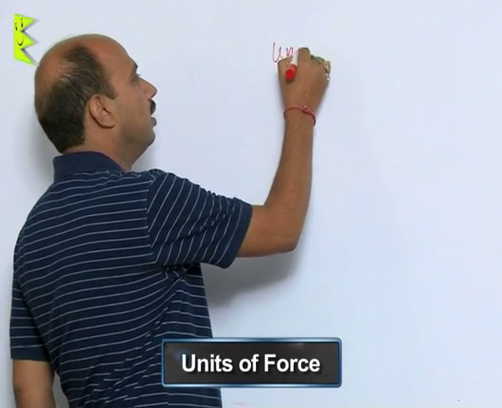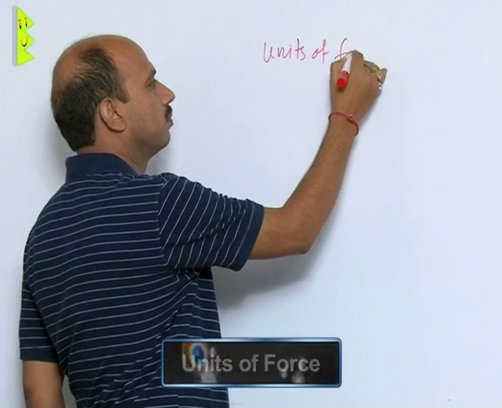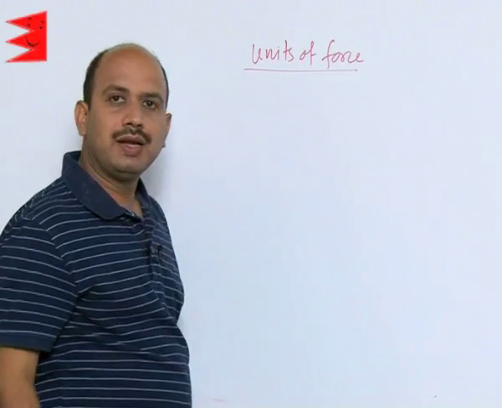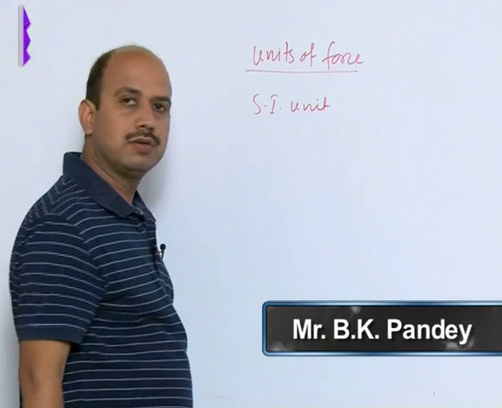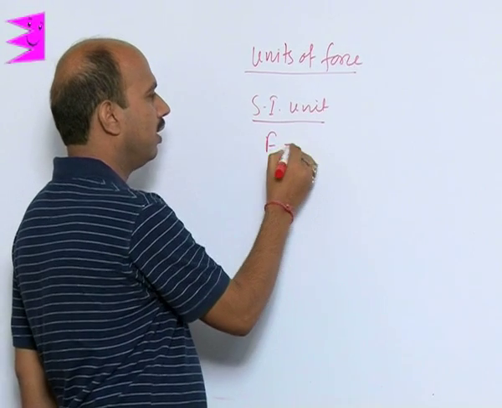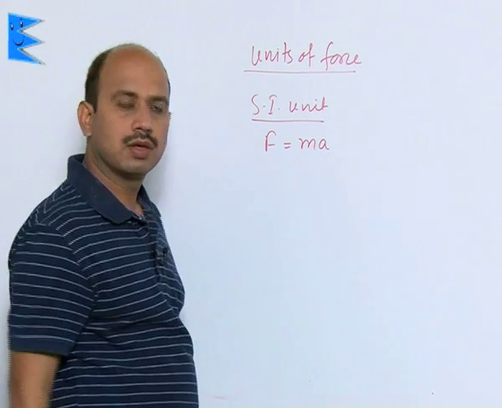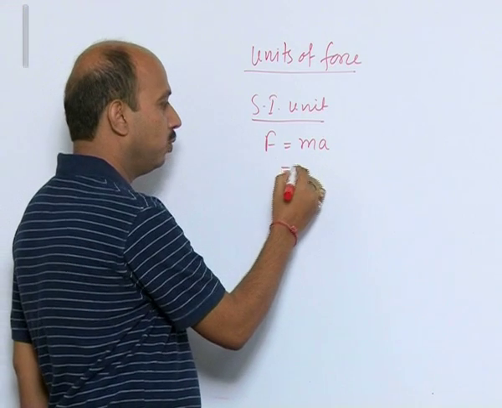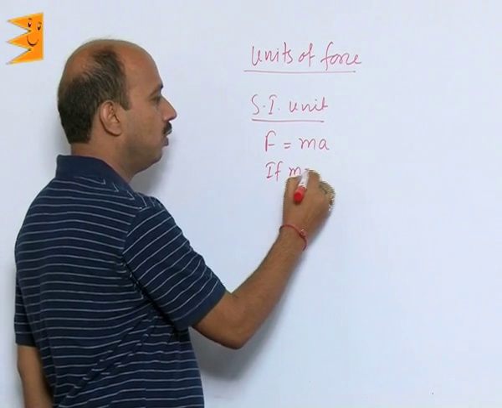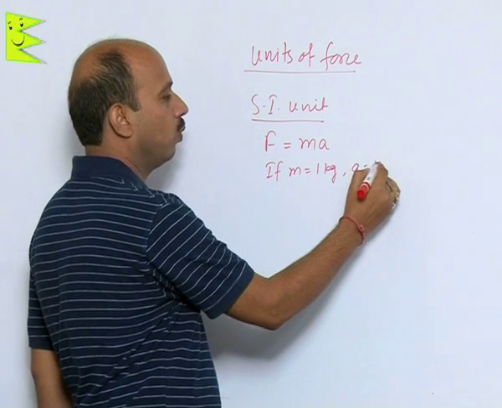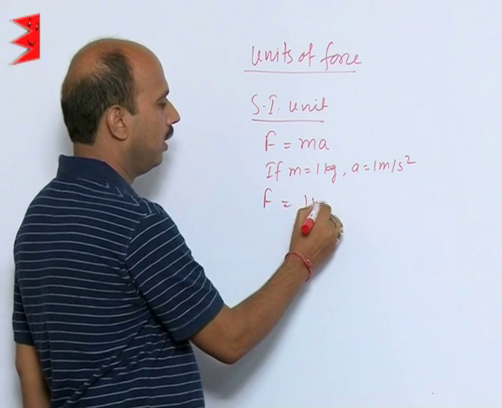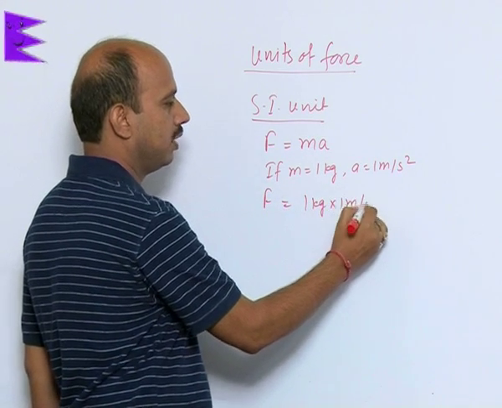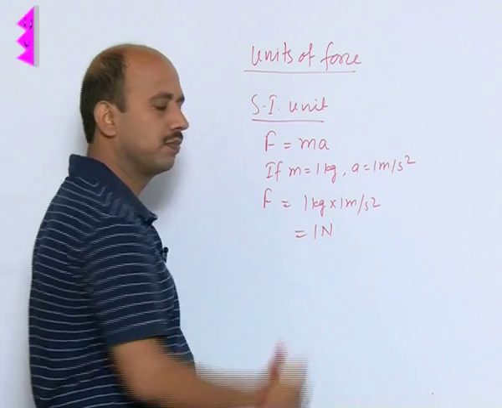So, now we will see units of force. In this part, units of force, first we can take the SI unit. We know F is equal to m into a. Suppose m is equal to 1 kg and a is equal to 1 meter per second square. So, we can write F is equal to 1 kg into 1 meter per second square, that can be written as 1 Newton.